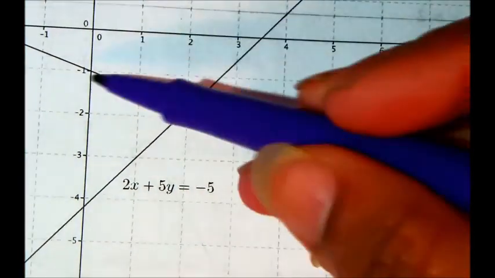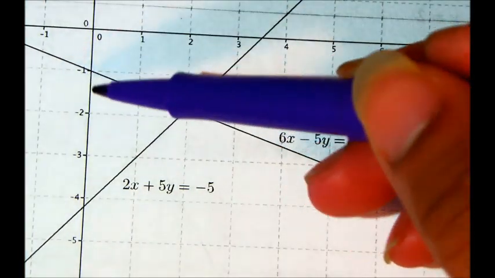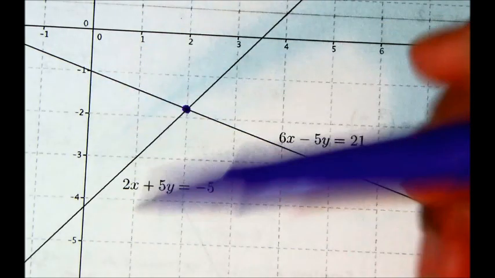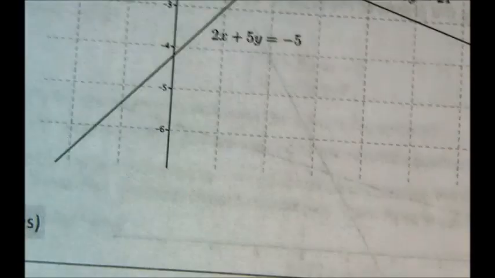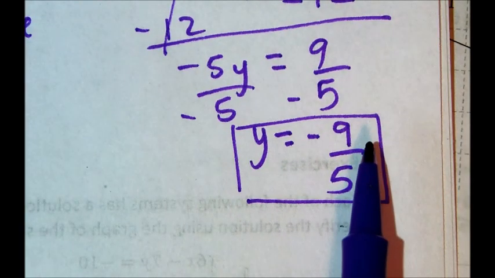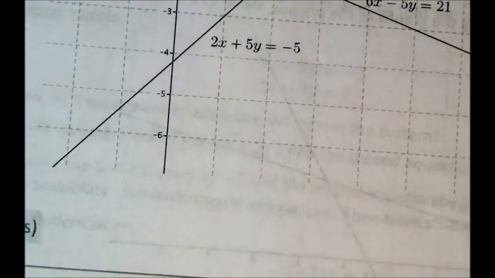An x of 2 and a y of negative 1 and some change. Ask yourself how many 5s go into 9. 1 and some change, almost 2.